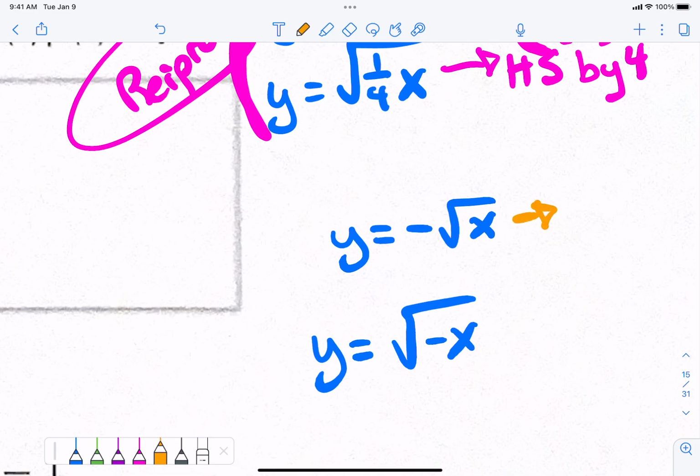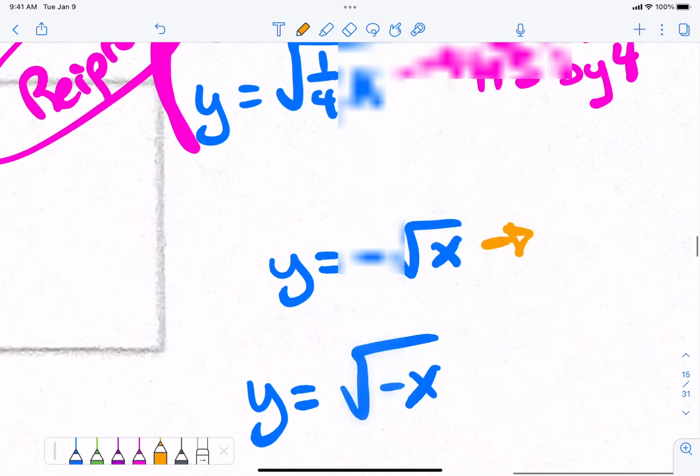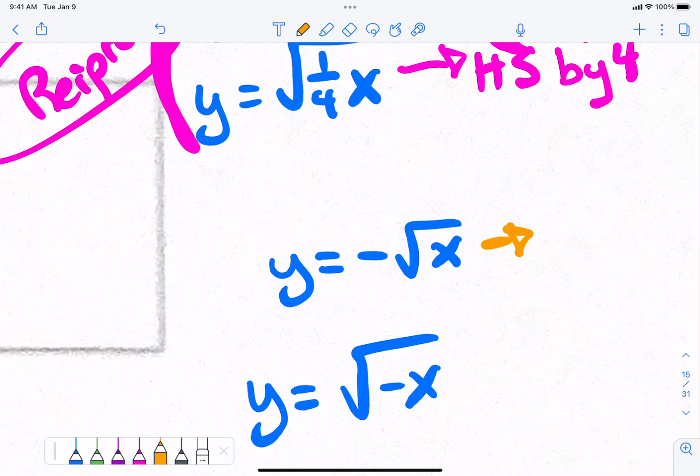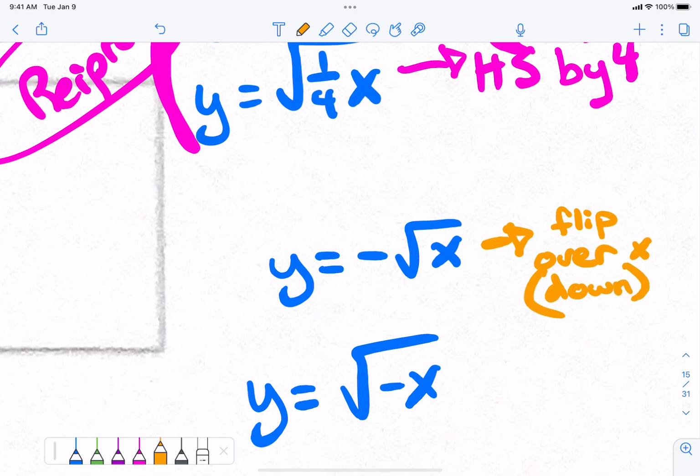What does the negative do when it's outside of that thing? It makes the answer to that negative. So what does that do to the graph? Down. Makes it go down. Yes, you're right. I'm sorry. Yes, it flips over the x. So it flips him down, okay? It flips so it does like this thing. He goes down this way, okay?